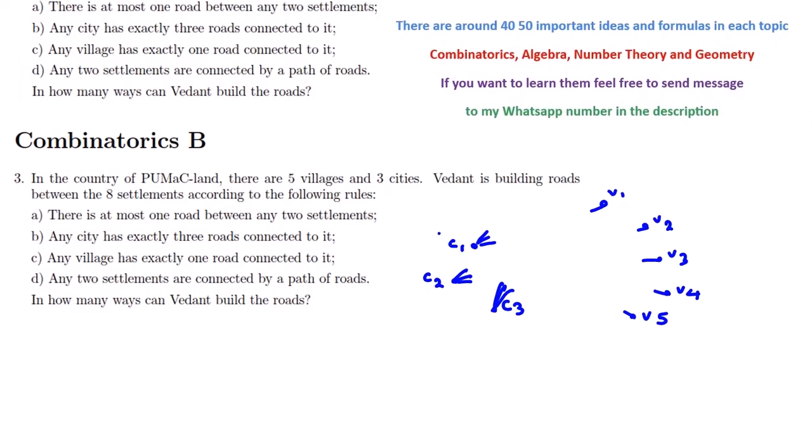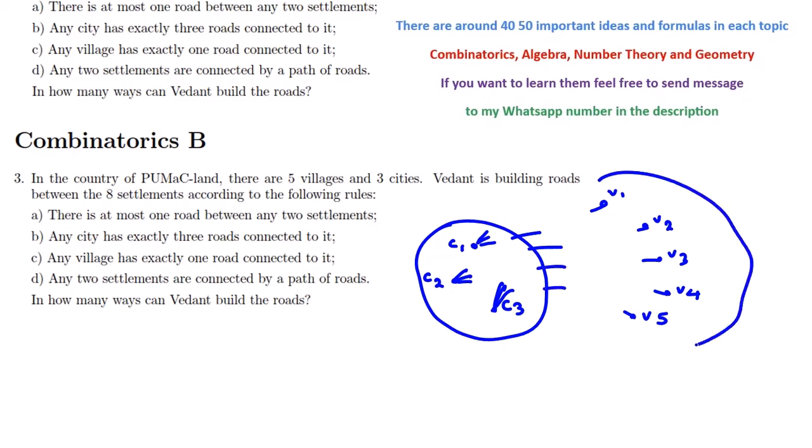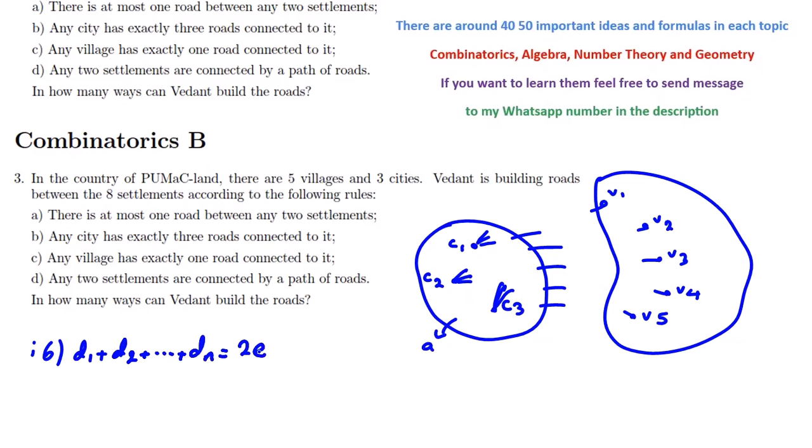Now, if we consider this part, C1, C2, C3, we have some edges. How many edges do we have between these things and the villages? 1, 2, 3, 4, 5, because we have 5. Now suppose we have a edges here. One important idea, idea 6: the sum of the degrees, D1, D2 to Dn, is twice the number of edges, because we count each edge twice. Pay attention, this approach is important. For example, here the sum of degrees is 1 plus 2 plus 1, which equals 2 times 2. Because 1 is this edge, 1 is this edge, 2 is these two edges. So we count each edge twice.